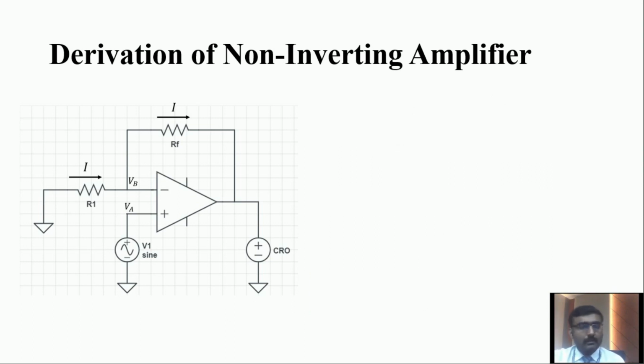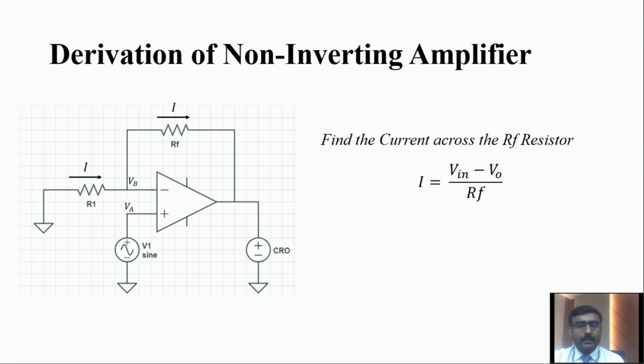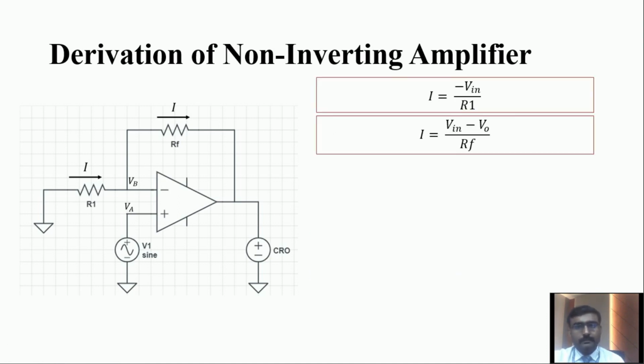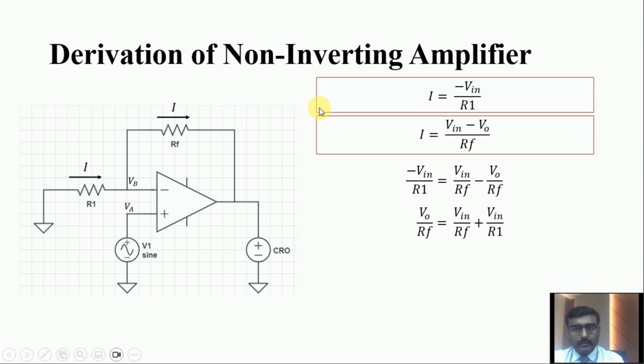Next, the current across the RF resistor. VB is equal to Vin. So Vin minus Vout, the voltage at this node, divided by RF, is the current across the RF resistor. Now we are going to equate these two equations. Minus Vin divided by R1 is equal to Vin divided by RF minus Vout divided by RF. Now, splitting this equation.